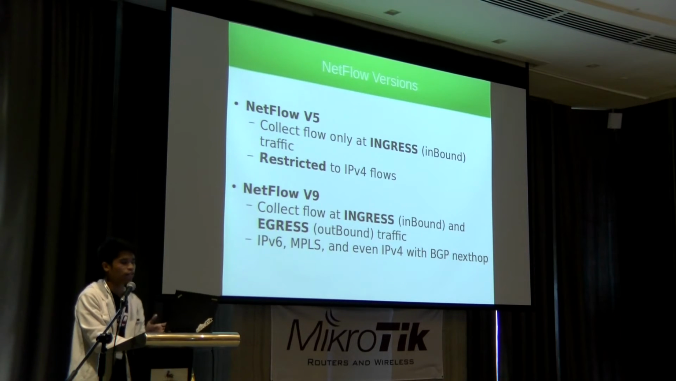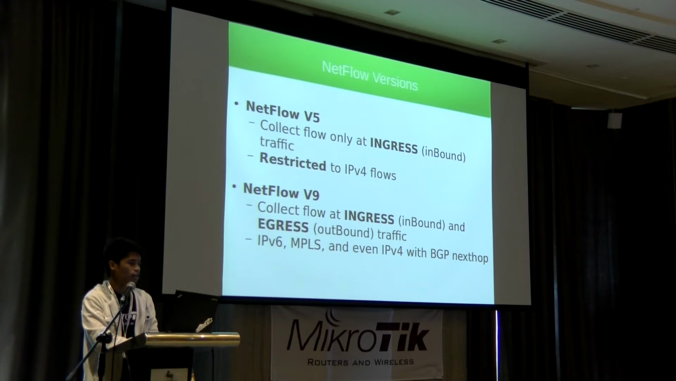NetFlow version 9 collects flow at ingress, inbound, and at the same time at the egress. So it's bidirectional. That's why you can identify both the source and the destination. And it can also collect traffic from IPv6, MPLS, and even IPv4 with BGP next hop.